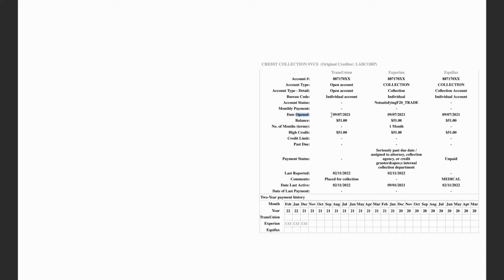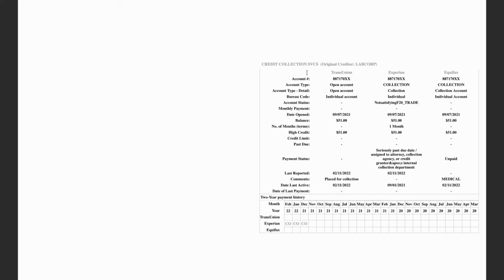Then go to date open. Okay, all of the dates are matching. The balance, all of the balances are matching. Number of terms, they're not matching. It says 1 month term. So there you have another thing to look at when it comes to how to dispute this, because they're not matching. Okay, credit $51 straight across. The credit limit is blank. The past due is blank.